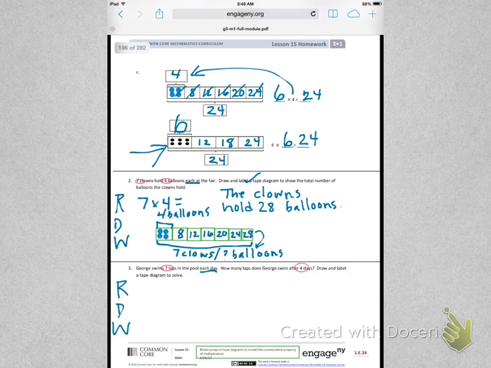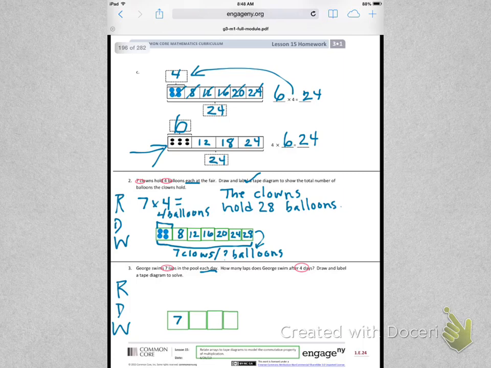So he swims 7 laps on the first day, 7 laps on the second day, 7 on the third day, and 7 on the fourth day. So we're going to need to go ahead and draw 4 groups of 7 since I have 4 days with 7 laps. I'm going to need a tape diagram with 4 squares. Each of the squares will have 7 in them for the 7 laps he swims each day.